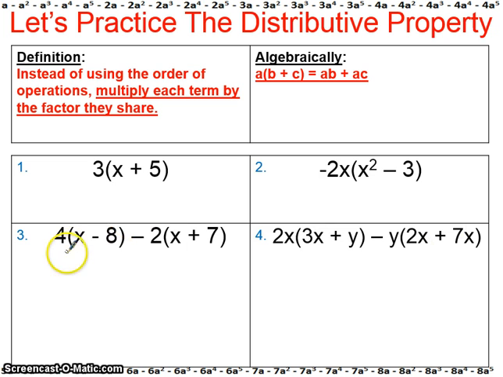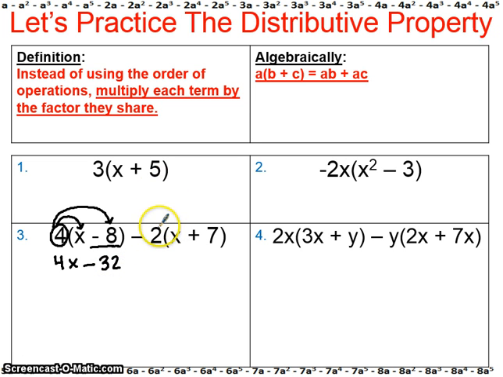Okay. Now, in example 3, you see the distributive property twice. If you look just at the leftmost portion, you see the distributive property once, and if you look at the rightmost, you see the distributive property a second time. Let's look just at the first part. We have a factor of 4 being multiplied by both x and negative 8. So let's simplify. 4 times x is 4x. 4 times negative 8 is negative 32.